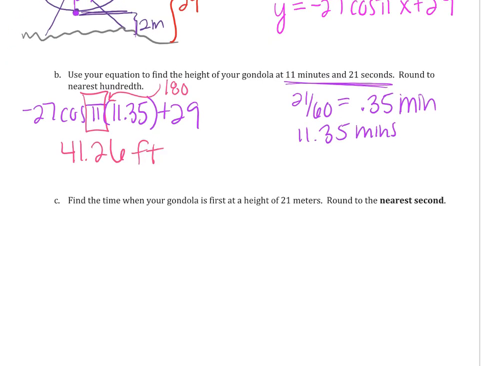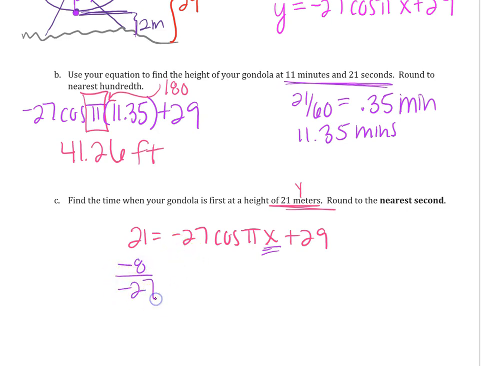Okay, find the time when your gondola is first at the height of 21 meters. So that means that's going to be your y value. So I'm going to plug 21 in for y. Okay, you're going to have to solve for x. So I'm going to subtract 29 first and get negative 8. Divide it then by negative 27, which would actually just then go positive. So 8 over 27 equals cosine of pi x. In order to undo cosine, we use inverse cos.